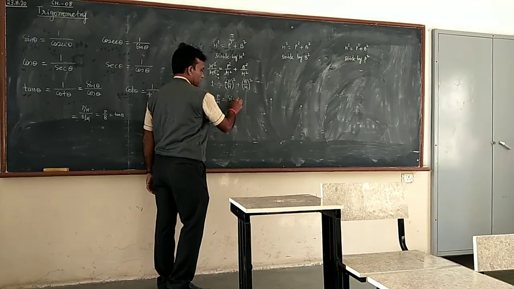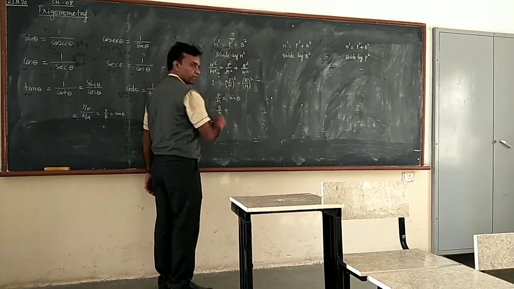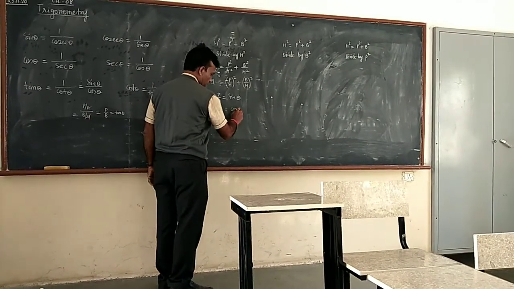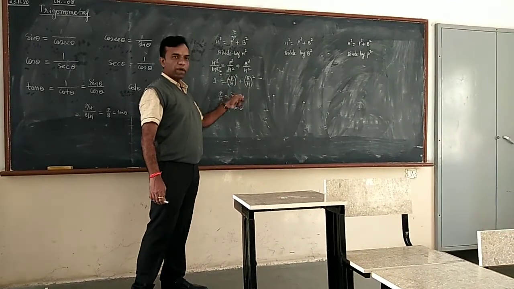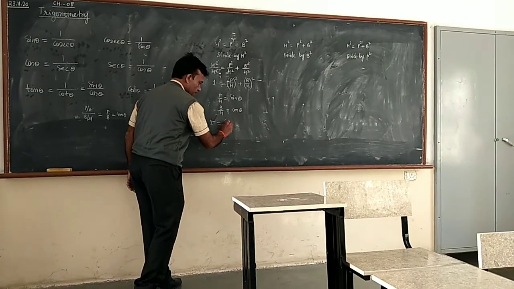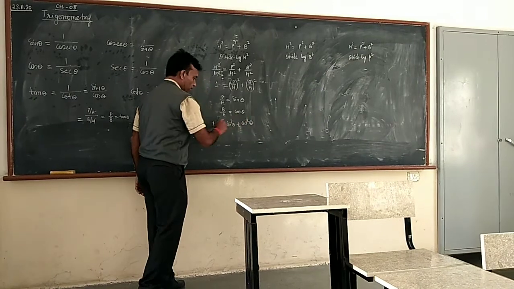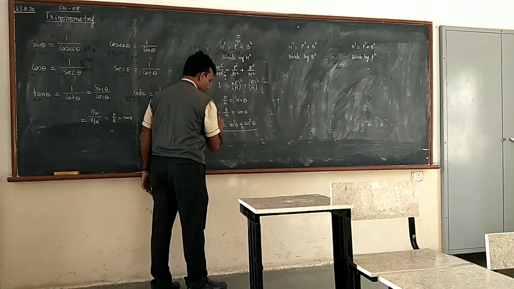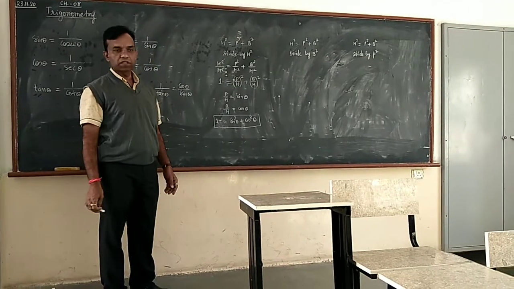Then similarly this also you know, b by h, base upon hypotenuse, cos theta. Now replace the value of p by h, that is sin theta, and b by h, that is cos theta. So you have here 1 equal to sin square theta plus cos square theta. This is the first identity formed by the Pythagoras theorem: 1 equal to sin square theta plus cos square theta.